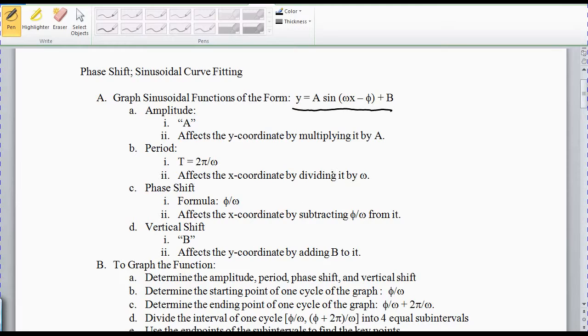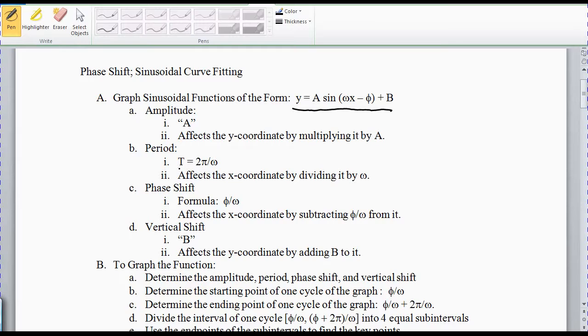That's what that does to the y values. This omega will compress it or stretch it horizontally. And this phi will help shift it right or left. We always use the opposite sign.